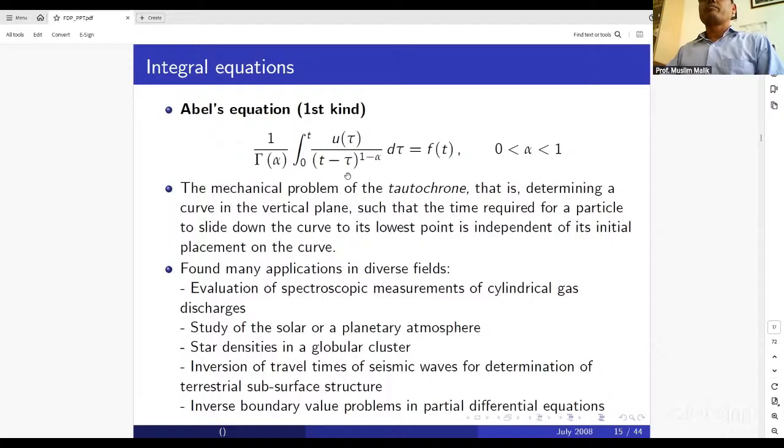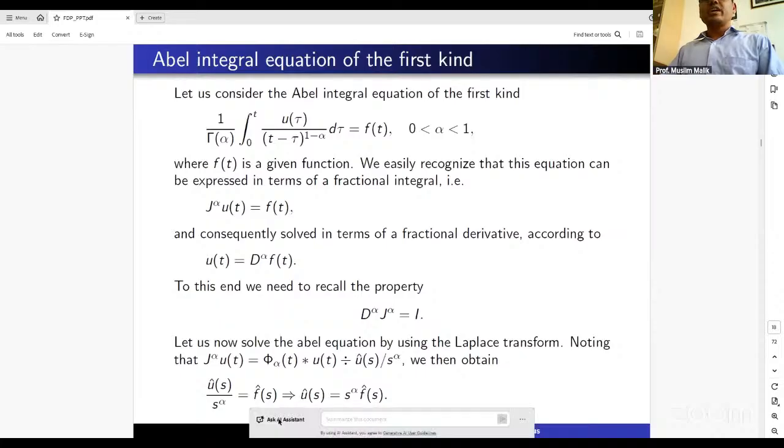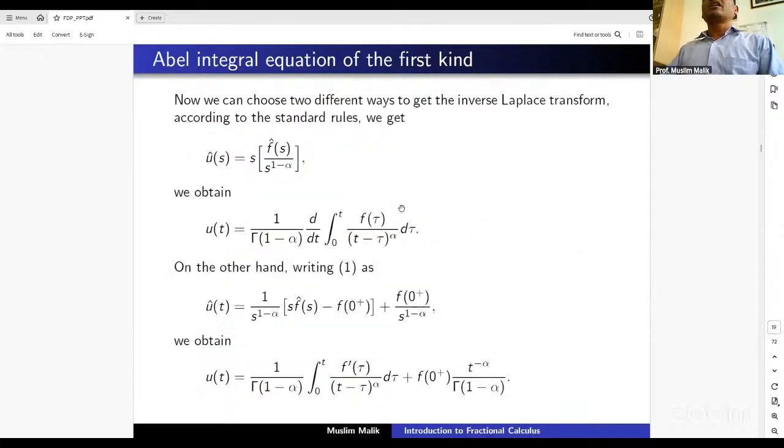Here is how we can solve this Abel integral equation. We replace it as J^α u(t) = f(t), and then we apply D^α on both sides and get u(t) = D^α f(t), since D^α J^α is equal to the identity. In this way, we can also apply the Laplace transform, and then we find the solution of our Abel integral equation.